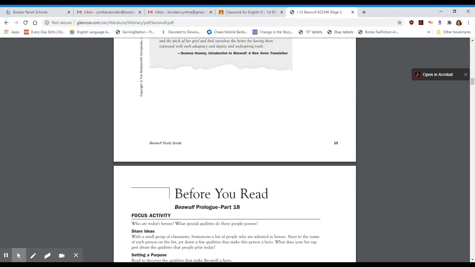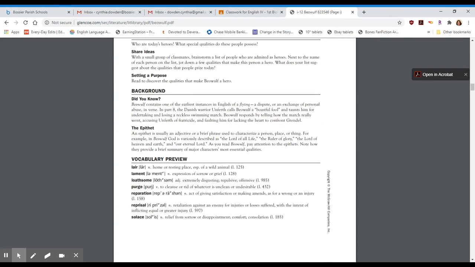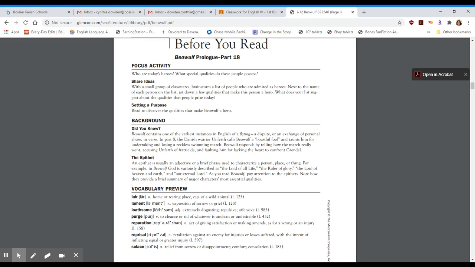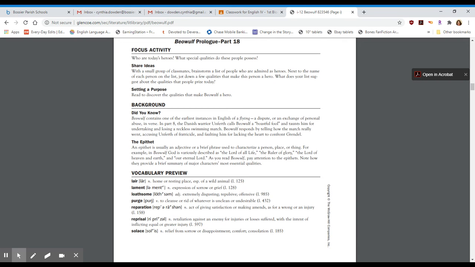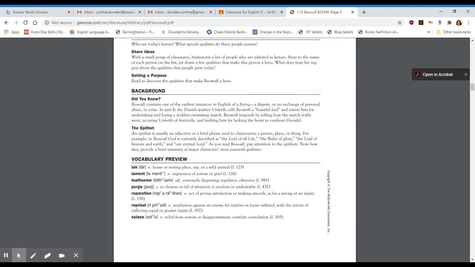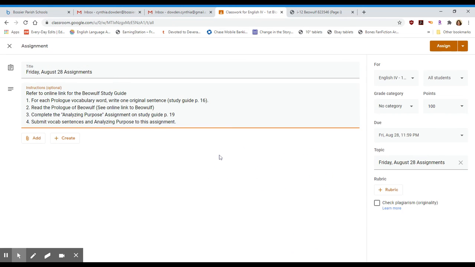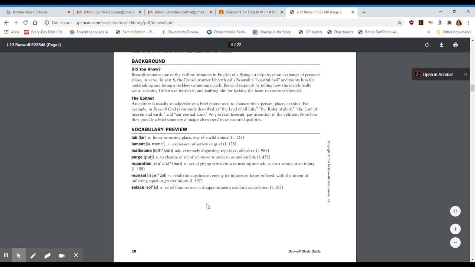I want you to look over this information that we're talking about, but your actual assignments are going to come from starting on page 16. You might recognize this focus activity because we did that as a journal topic. You can glance at this background information. It gives you a little bit more info. But then you're going to start with the vocabulary list. This is going to be our first vocabulary list right here on page 16. So you have this assigned in your Friday assignments, and you're going to write an original sentence for each of these vocabulary words. So take a look at the vocab.